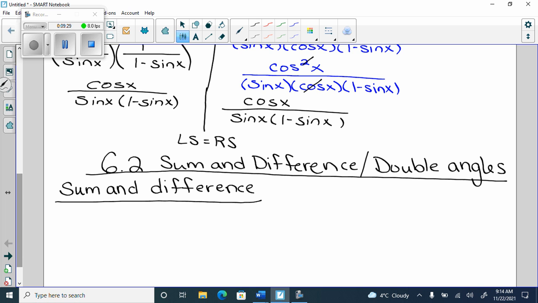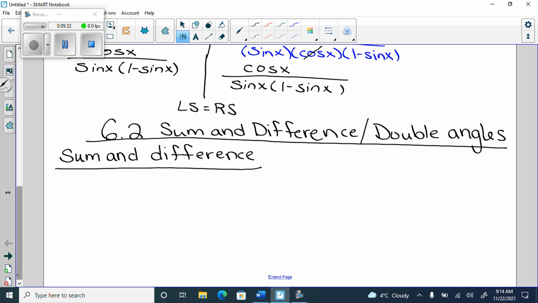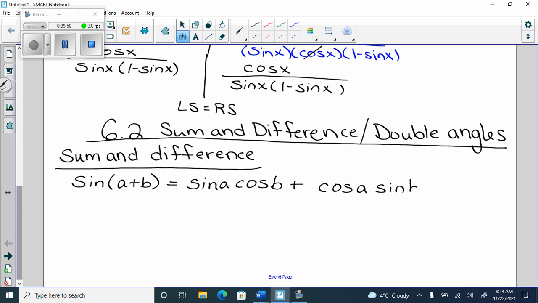Okay? So the first one we're going to look at is sum and difference of a sine. So we'll do the sum first. Sine of A plus B equals sine A cos B plus cos A sine B. Now that's how it's shown on your formula sheet. It's the top one of all those long ones. So the sum and difference ones start here. Here's your sine sum difference, cos sum difference, tan sum.